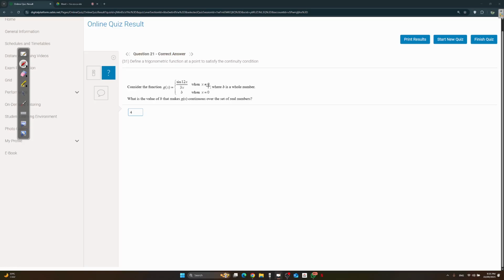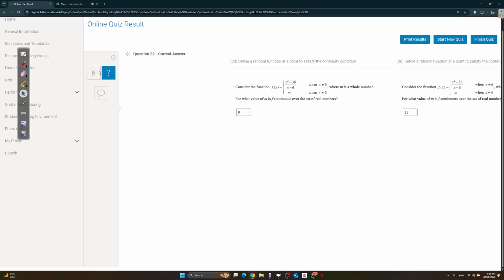Okay, this one here, sine 12x over 3x, and then b to make it continuous. Obviously the limits have to be equal. This is the rule. It's sine ax over bx is just 12 over 3, which is 4. And so b has to be equal to 4.